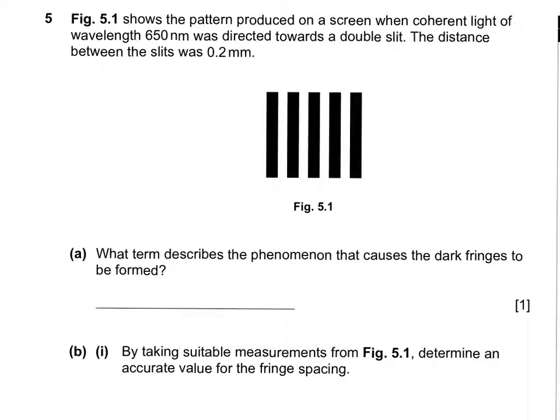Question 5, figure 5.1 shows the pattern produced on a screen when a coherent light of wavelength 650 nanometers was directed towards a double slit. The distance between the two slits was 0.2 millimeters. What term describes the phenomenon that causes dark fringes to be formed? Okay, so when you get dark fringes using light, that's a peak meeting a trough, and that's what we call destructive interference.